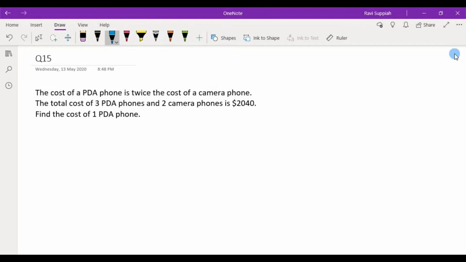Alright, to approach this type of question, what we first need to do is to assign one of these unknown values to be represented by a variable. Since the cost of a camera phone is unknown, the cost of a PDA phone is also unknown, but there is a relationship between the two, correct? So I can use that and say that the cost of a camera phone be x dollars, which means the cost of the PDA phone, since it is twice, will be 2x dollars.